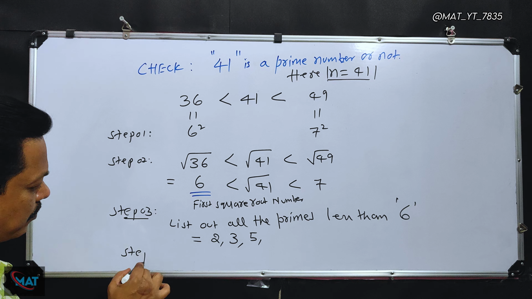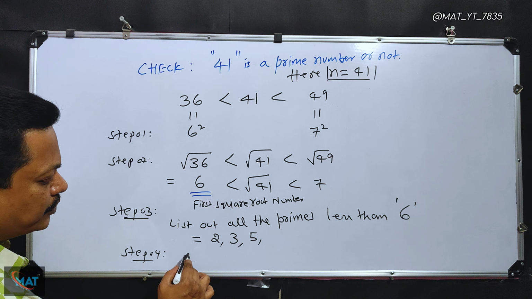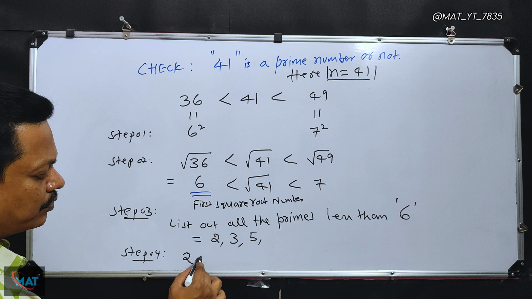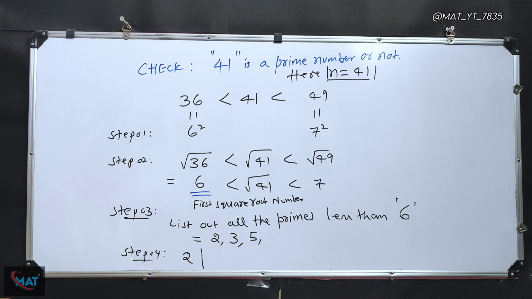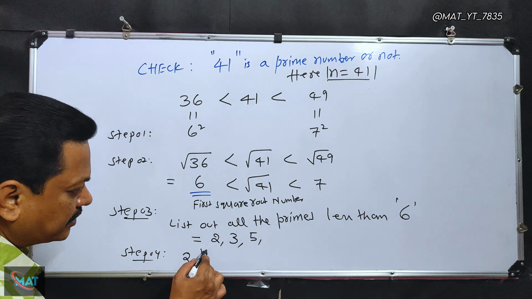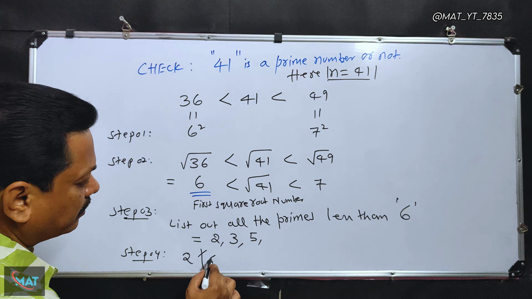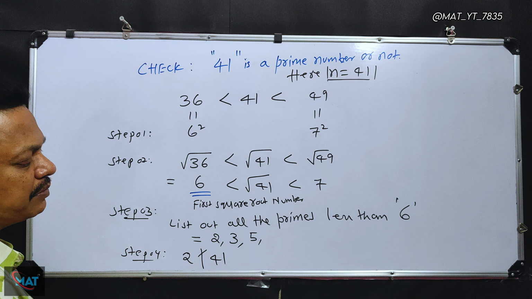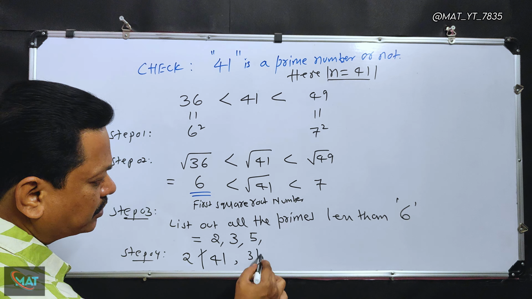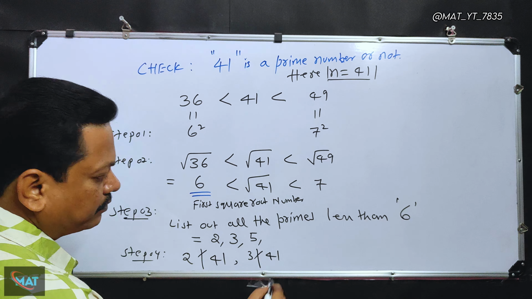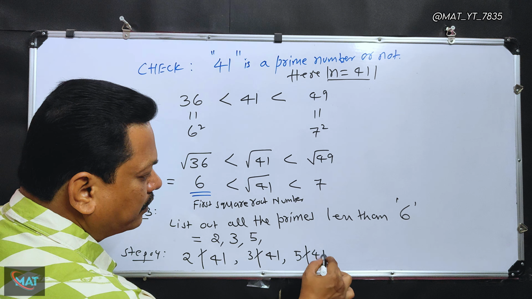Step 4. We write a symbol for divides. If you write a vertical line, it is called divides. If I write it like this, it means does not divide. 2 does not divide 41 because it leaves remainder 1, right? Similarly, 3 also does not divide 41 and 5 also does not divide 41.